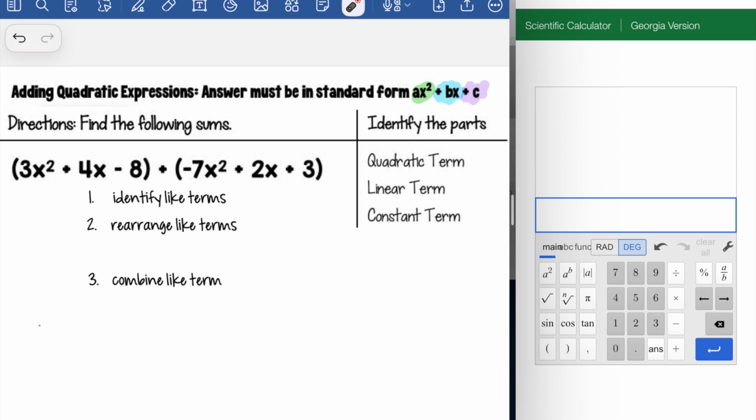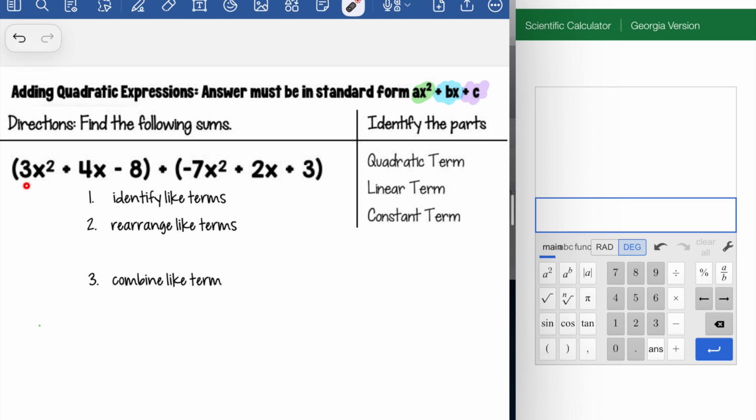We're going to look at three expressions and we're going to use the same steps every time to keep us focused. For every problem, we will first identify our like terms. We will rearrange them so that they're side by side, and then we will combine them. Same step, every problem. So let's get started on the first problem.